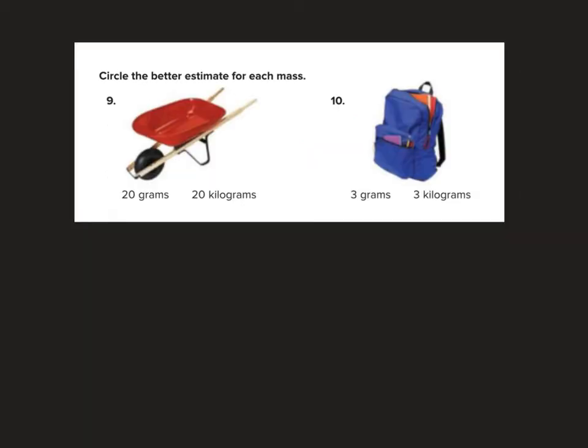Circle the better estimate for each mass. Now here we have a wheelbarrow, so it's definitely going to weigh more than 20 paper clips. And then our book bag that looks to be filled with books, definitely kilograms. Fun fact. My daughter, when she was born, weighed 700 grams. Can you imagine that? Less than your math book is how much she weighed. Just crazy, isn't it? Anyways, sorry, off topic.